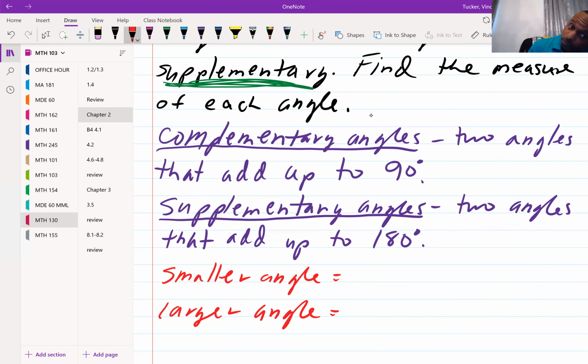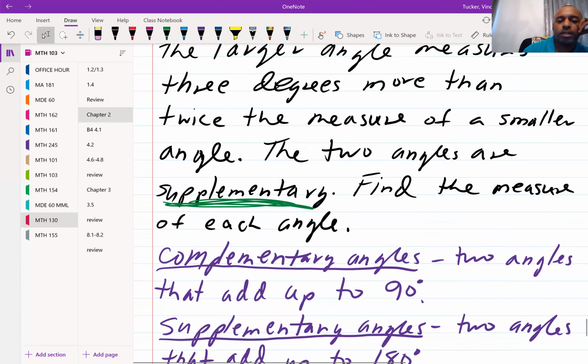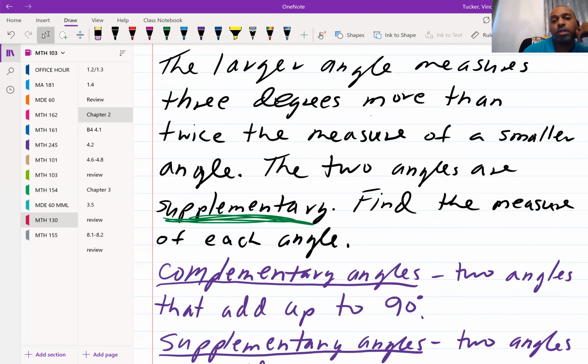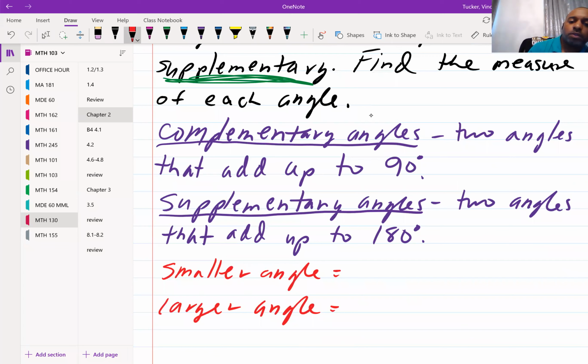All right, so we have two angles, smaller angle and larger angle. So if we go back to the description, one is given in terms of the other. The larger angle measures 3 degrees more than twice the measure of the smaller angle. So we can call the smaller angle X, and it says 3 degrees more than, which is addition, twice the smaller angle. So 3 plus 2x.